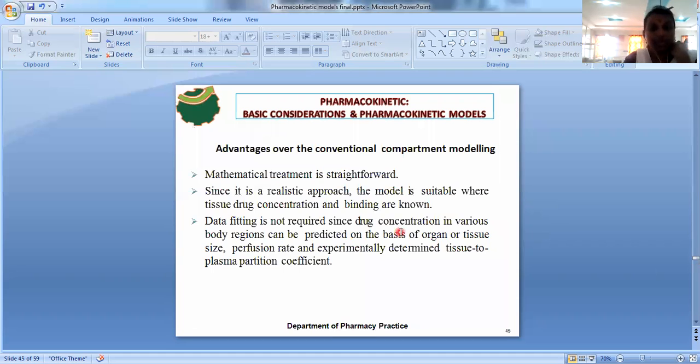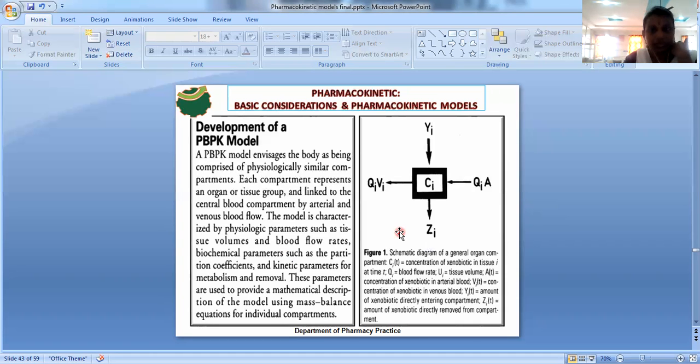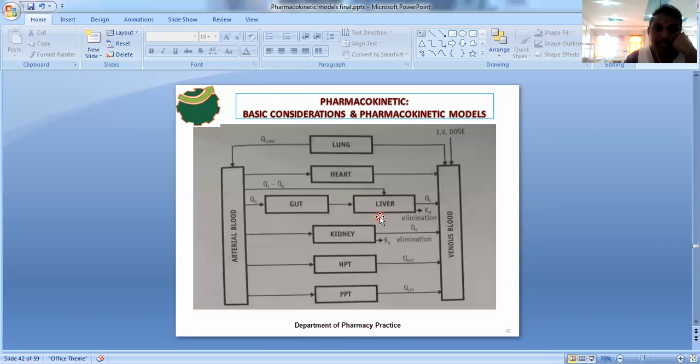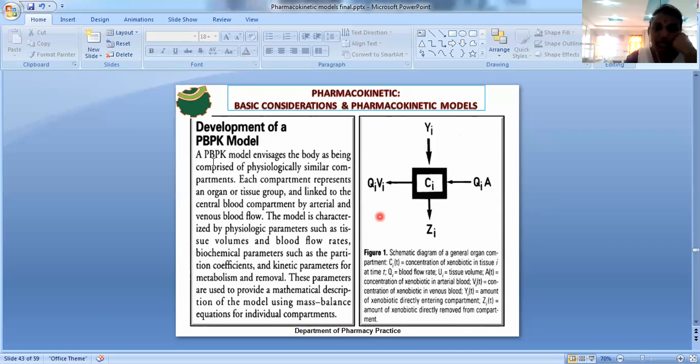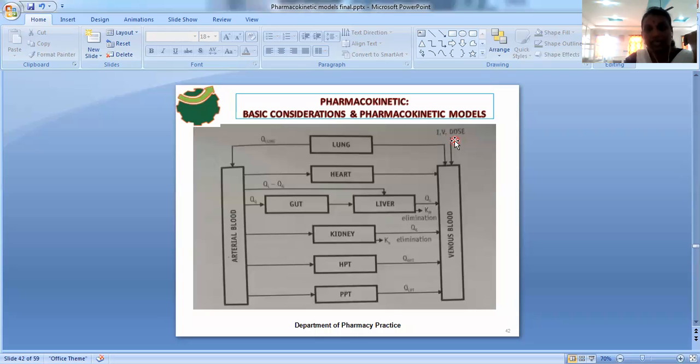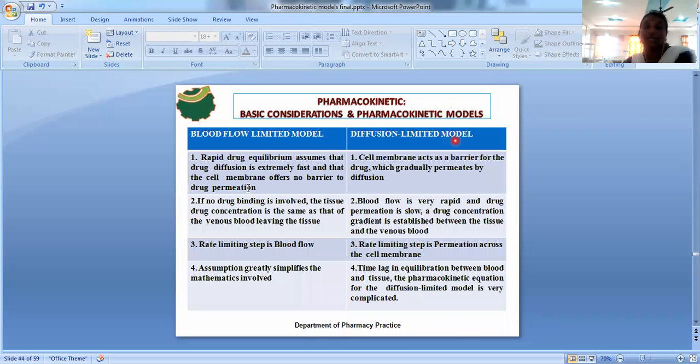And what are the advantages? Here, two types of models have been there. First one is blood flow rate limited and the second is diffusion rate limited. What is the difference between blood flow limited and diffusion rate limited? In the blood flow limited model, rapid drug equilibrium is assumed and there is no barrier for the drug movement; the cell membrane does not act as a barrier to drug permeation.